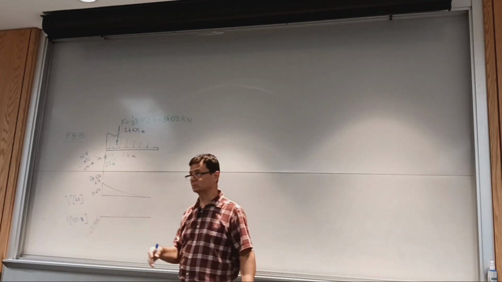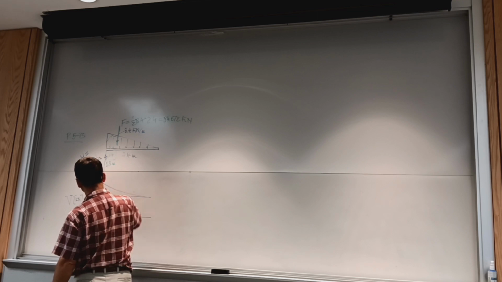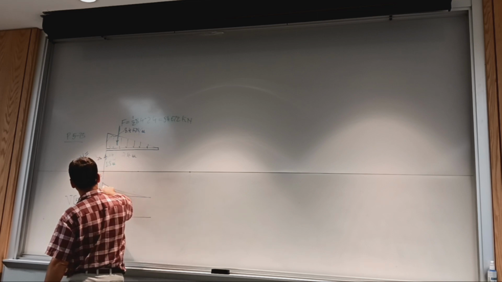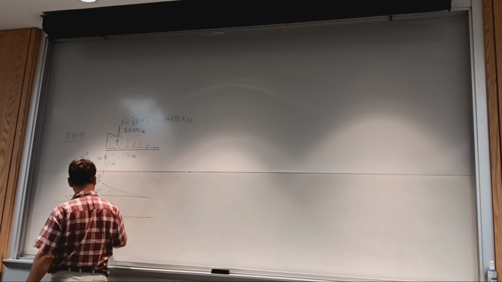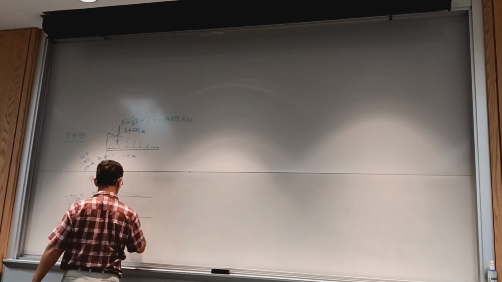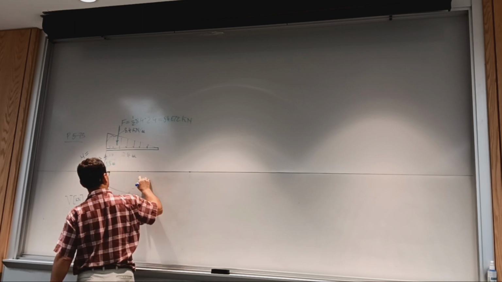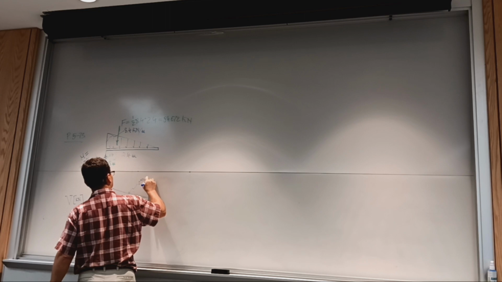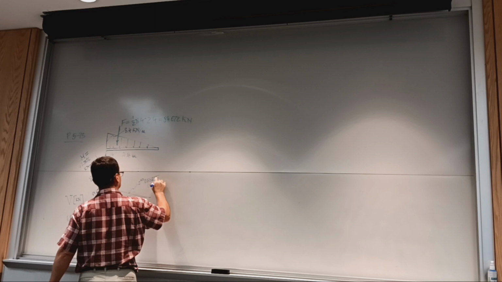The shear was a second degree curve. Moment is going to be a third degree curve, and we're going to see the slope of the curve going from a steep positive value to zero. These are positive values. So it's a cubic that goes from maximum slope to zero slope. All right, so this is a parabola or second degree curve, and this is going to be a third degree curve.